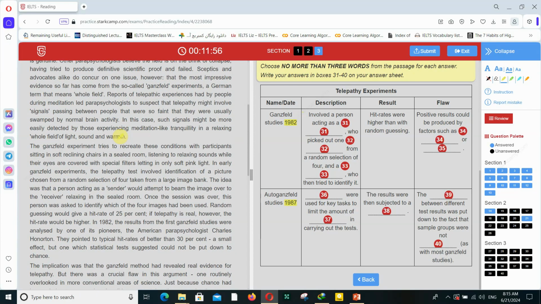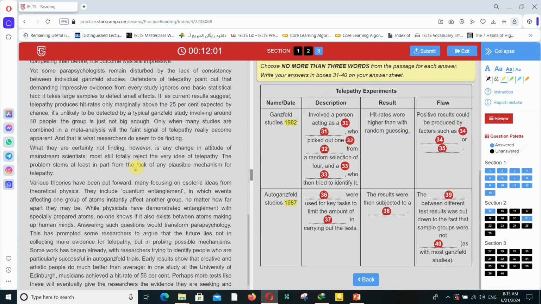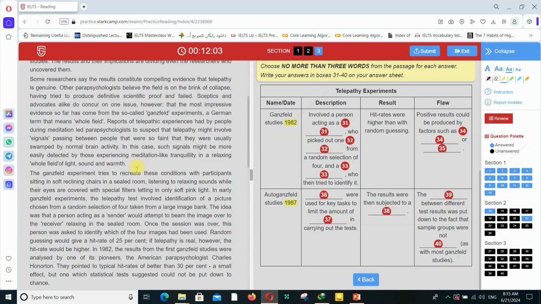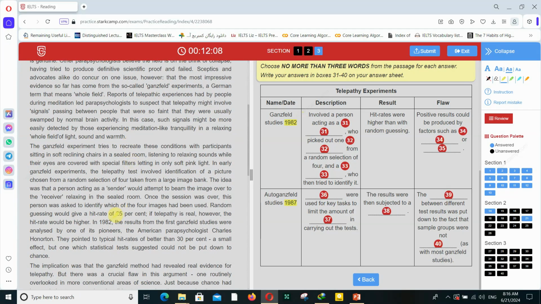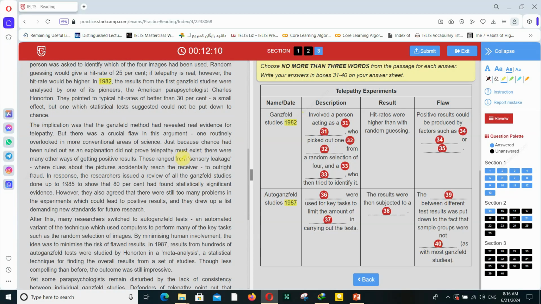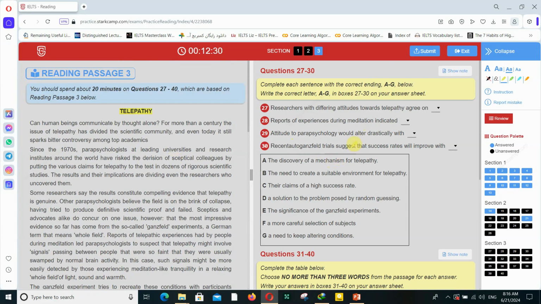For example, with just a quick glimpse at this reading, we are going to find 1982 and here 1987. You see, use the highlighter, or if you're taking a paper-based IELTS exam, just circle a word or highlight it. This is important for detecting the keywords in the IELTS exam. So let's start from the beginning.